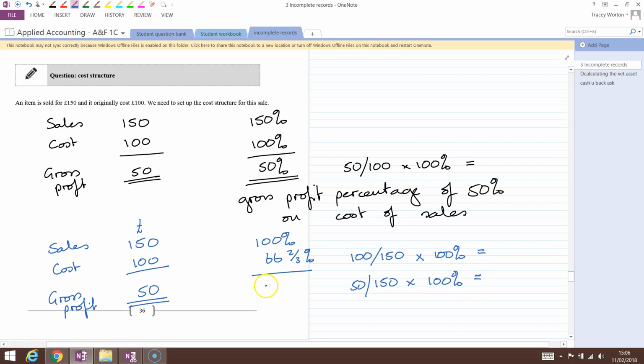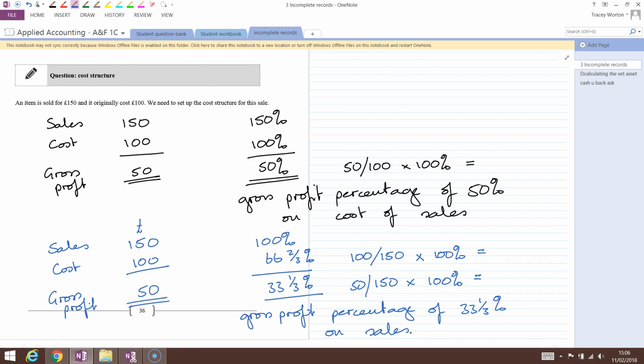So that would give me a 33 1/3%. Or we could have calculated it as 100% minus the 66 2/3. And this is said to be a gross profit percentage of 33 1/3% on sales. So they're slightly different from the same information.